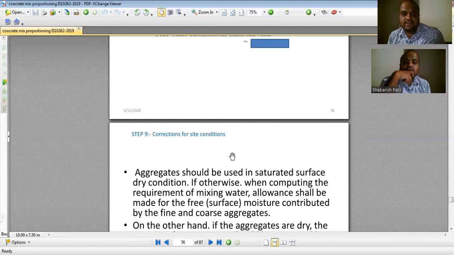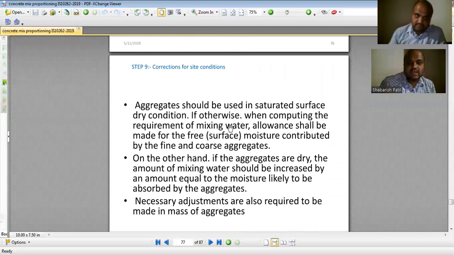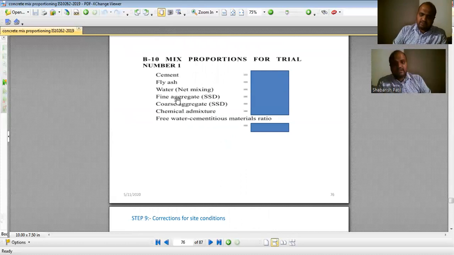Step 9 is corrections for site conditions. This is very important. Remember, while arriving at this proportion, we assumed that the fine and coarse aggregates are in SSD condition, that is, surface saturated dry condition.